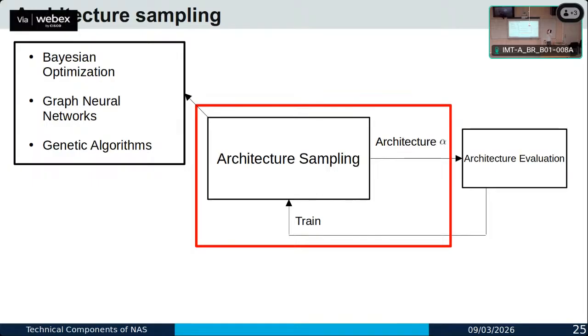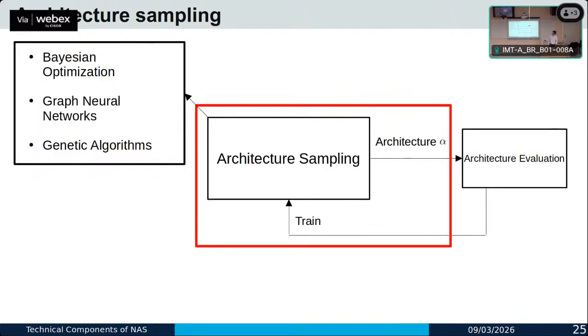Now that we have the search space, the next topic at hand is architecture sampling. I said earlier that evaluation was the main bottleneck of NAS, and this is the case because sampling was actually solved quite a long time ago in the literature. Generally, it is accepted that there are three main categories of sampling algorithms: Bayesian optimization, where a model of the search space is kept such that architectures can be sampled from it; graph neural networks, which is the idea that some graph neural networks can generate other architectures which can then be evaluated; and the final one is genetic algorithms.